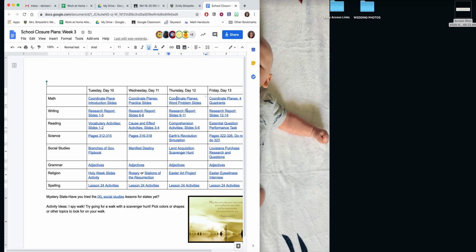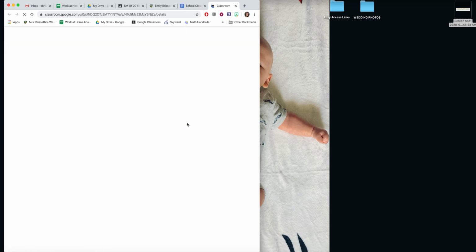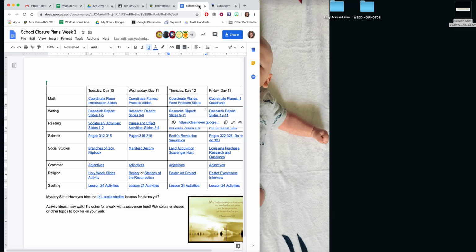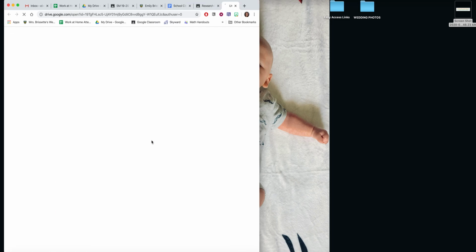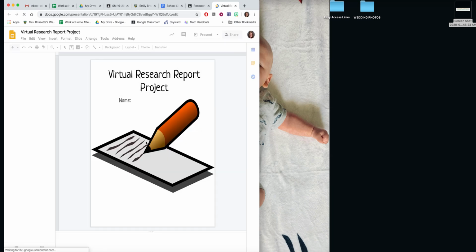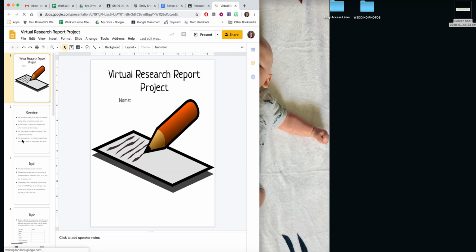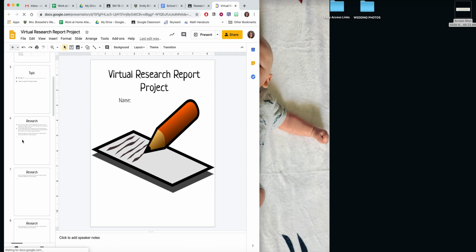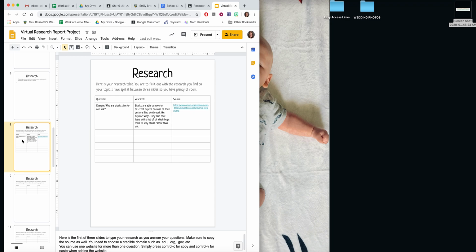For writing, we are working on the research report. Again, we're on slides 9 through 11. So you should have created 15 questions total yesterday. So now we've got some questions to research about your topic. So you should be done with the questions. Now we're going to be creating this table to do research.